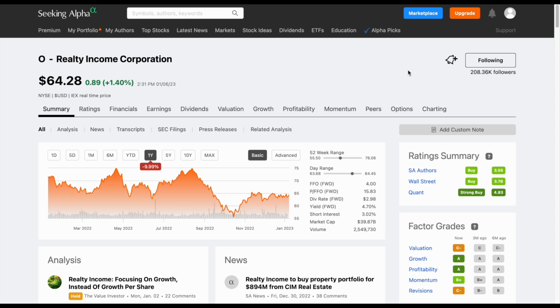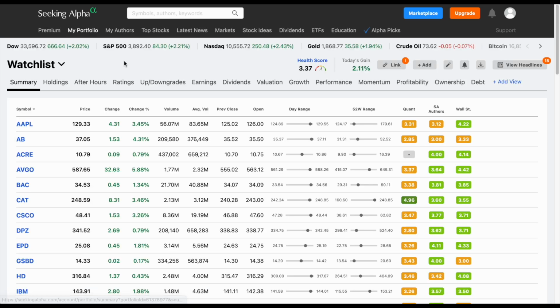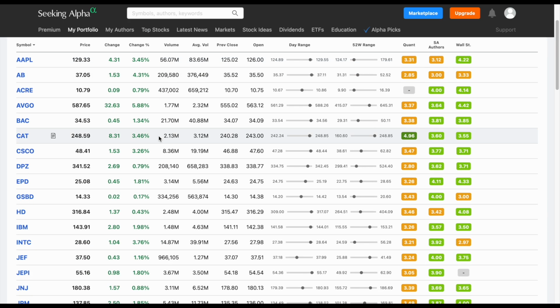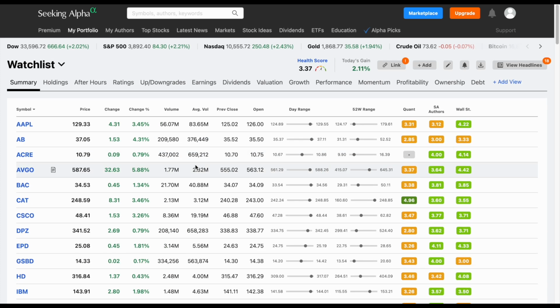But one of the second most used tools that I use is if we come over here and look at my portfolio, you can see a couple of different things. You can link your brokerage account to track your investments there. You can also manage the emails that you get, but I like to create different types of watch lists. So if we click right here, we can see I actually have a watch list for some dividend stocks that I've been watching pretty closely right here. There's a lot of important data that we can see.